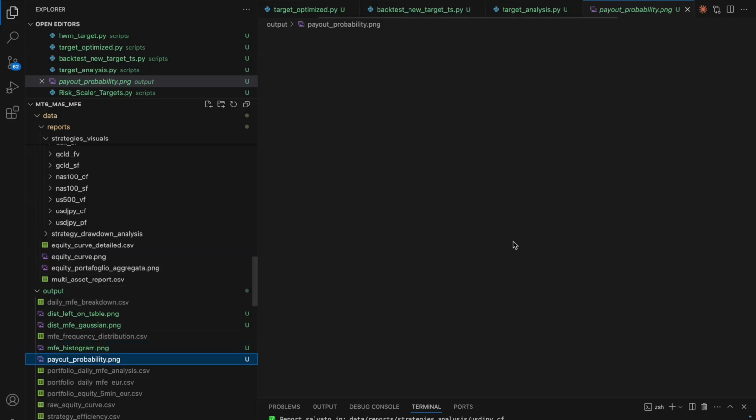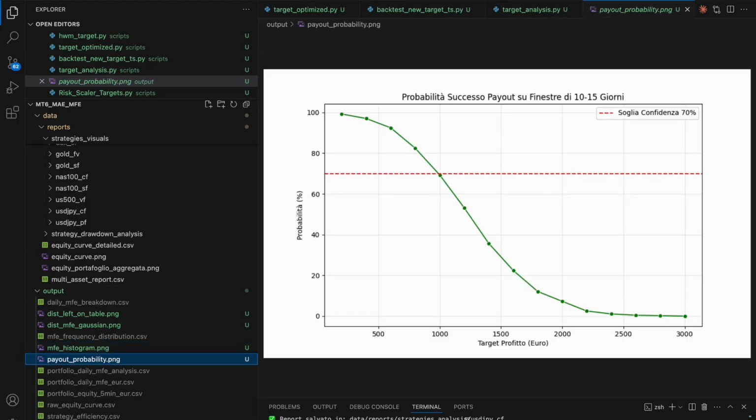And then payout probability is very useful because it gives you more odds to withdraw money, because you know that during the last 6 years, your portfolio on average, with 70% confidence, made around, let's say, 1k in euro. And then you do all of your calculations based on that.